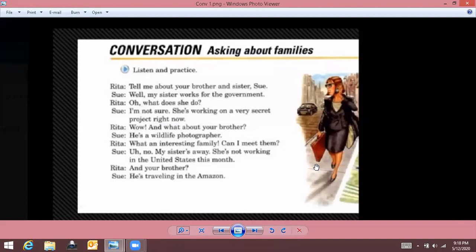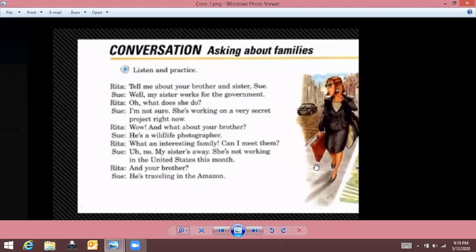Progressive. Yeah, it's progressive. It's present progressive. And what is the other one? It's the tenses, right? In the conversation. I think maybe present perfect and present progressive, or present continuous. Okay, so when you say, "Tell me about your brother and sister," that's simple present.